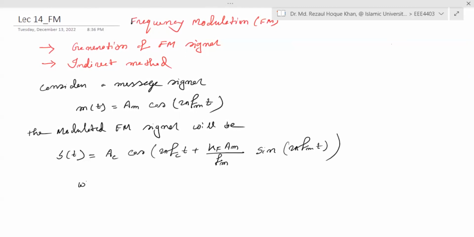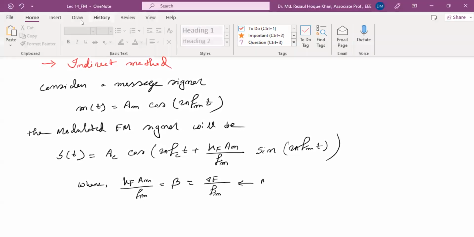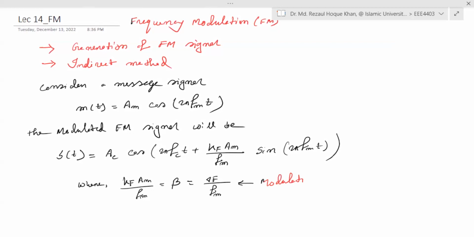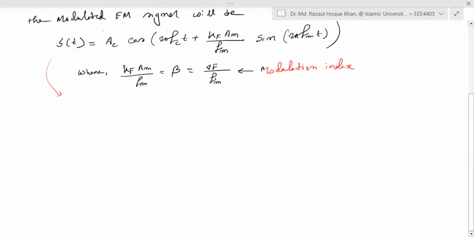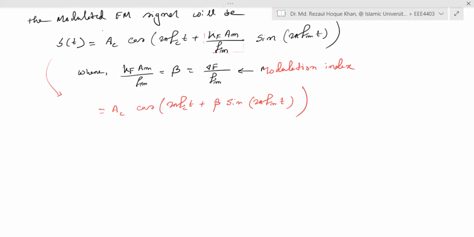Here we know this kf Am / fm is nothing but the modulation index beta, which is also expressed by delta f / fm. So this amount is nothing but the modulation index. So this signal can be written as Ac cos(2 pi fc t + beta sin 2 pi fm t), where beta is the modulation index.